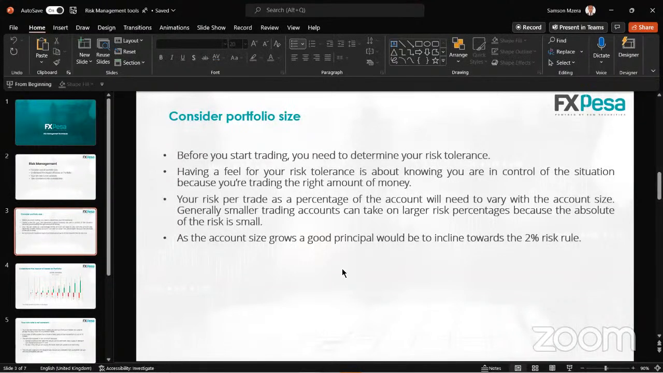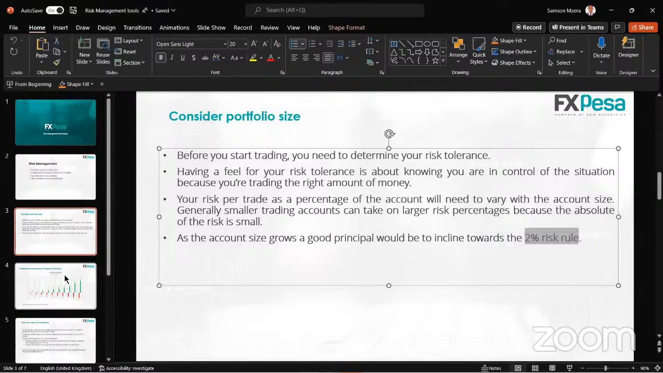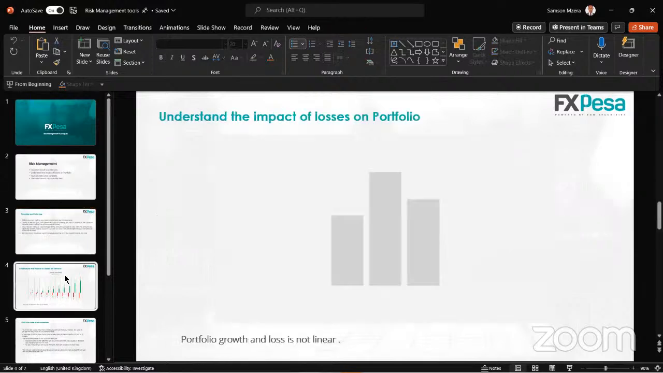If you have a fairly small portfolio or capital that you're starting with, then I believe it's good to take fairly larger risks. But as your capital increases, then you can start reducing the percentage, and then you tend towards 2% till you're comfortable with. So that's a general idea behind risk.